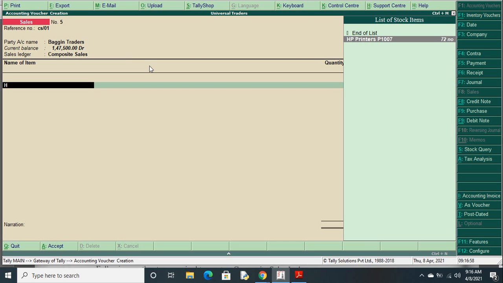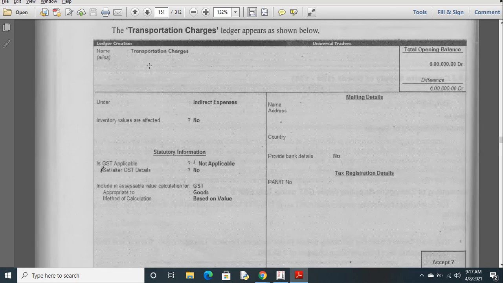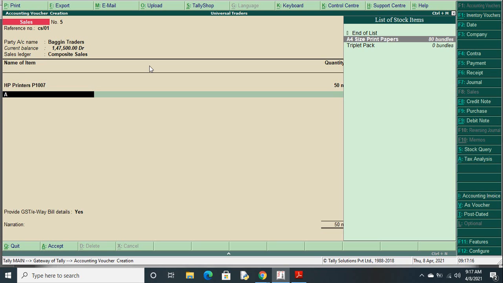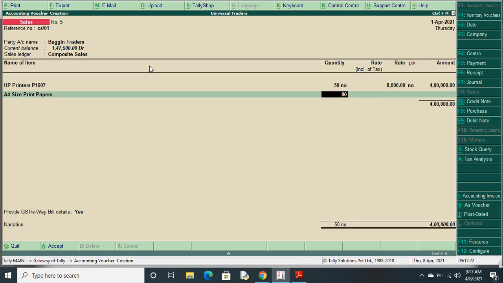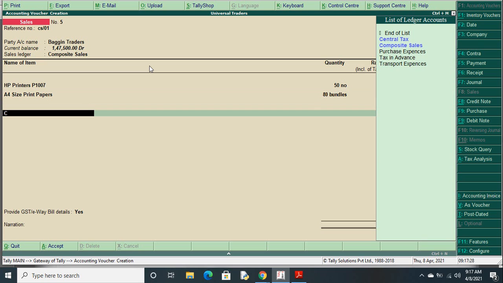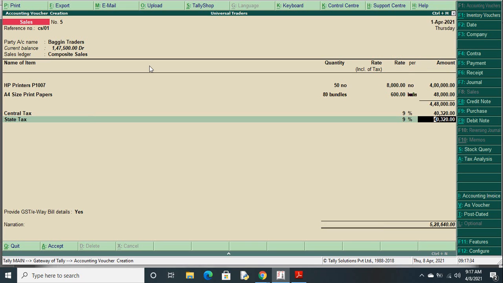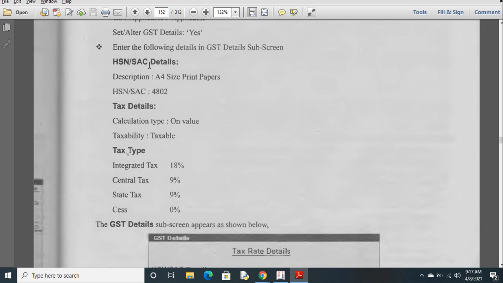composite sales, HP printers. How many HP printers have we sold? 50 of 8000, and A4 size sheets 80 of 600, CGST, SGST. So this is the entry.